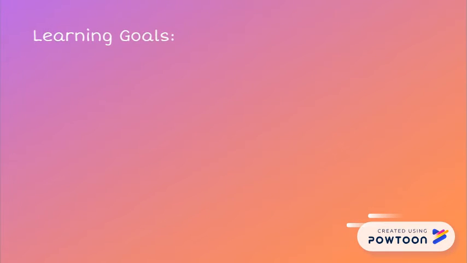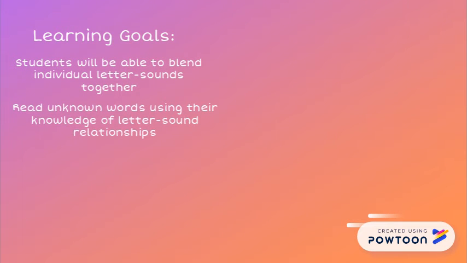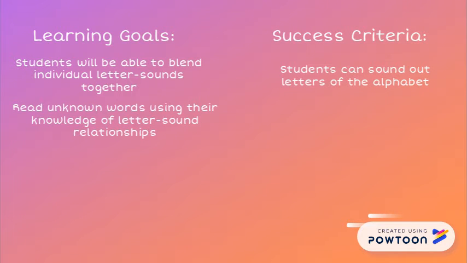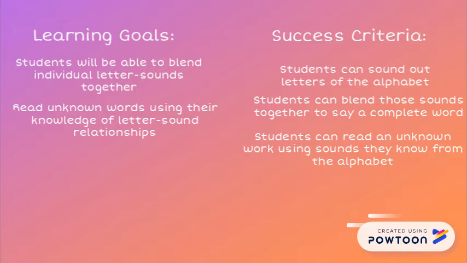The learning goals are that the students will be able to blend individual letter sounds together, as well as read unknown words using their knowledge of letter-sound relationships. The success criteria is that students can sound out the letters of the alphabet, blend these sounds together to complete a word, as well as read an unknown word using the sounds they know from the alphabet. Students will be assessed through their demonstration of learning through oral communication.